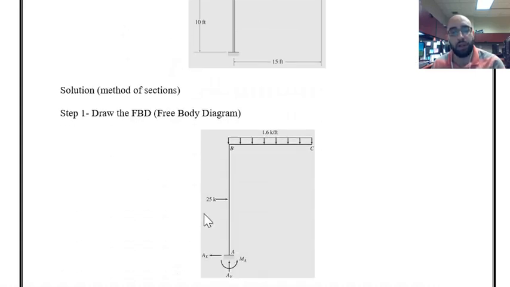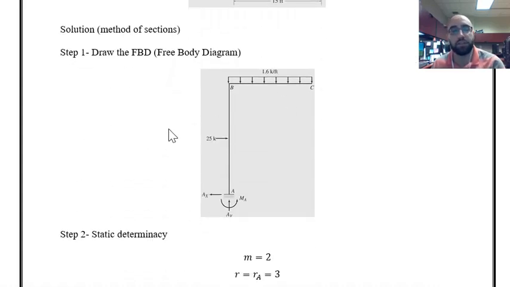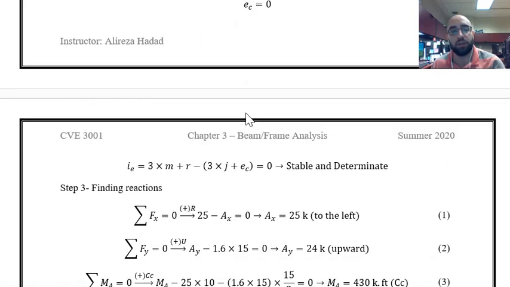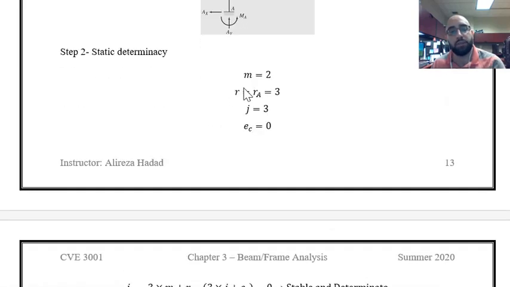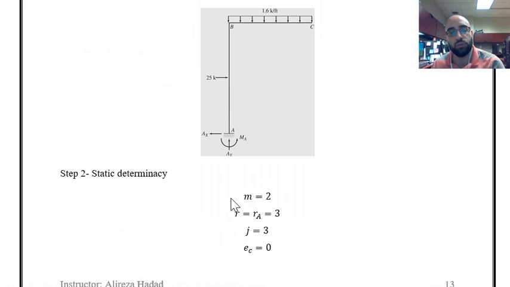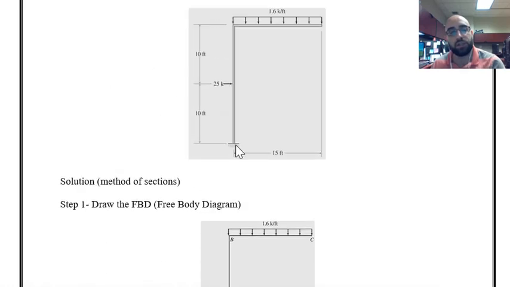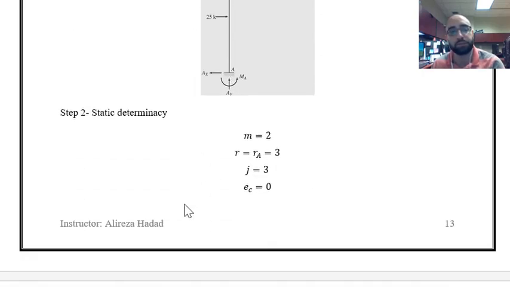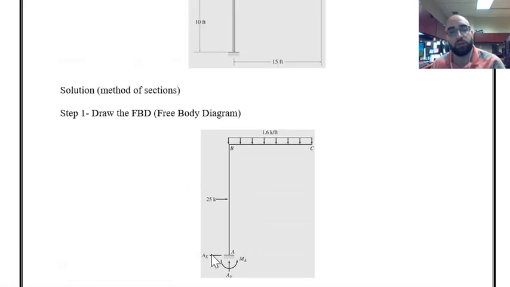First, drawing the free body diagram like this. Then I have the equation for understanding the condition. M is the number of members, R the number of reactions, J the number of joints. As you can see, I have two members, so M is equal to 2. R is the reactions. I have a fixed support, and we have 3 reactions at a fixed support like this: 1 horizontal, 1 vertical, and 1 bending moment. J is the number of joints, 1, 2, 3.